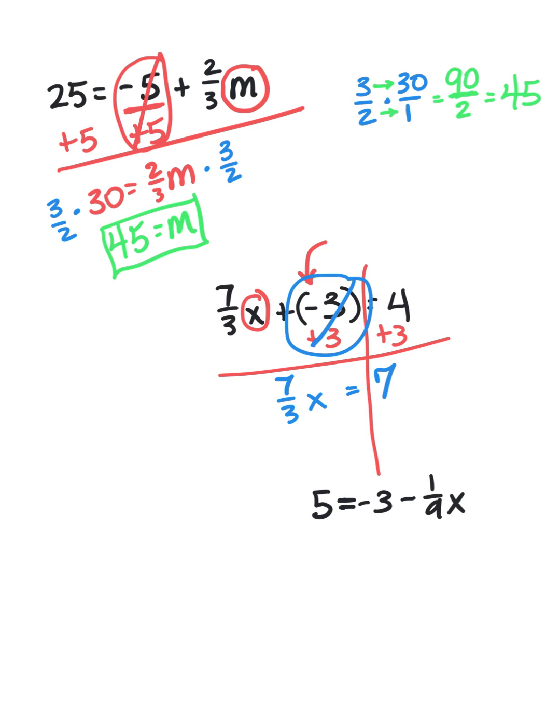7/3 is being multiplied by x. We have to do the opposite, or the inverse, which is to divide by 7/3. But when we divide fractions, we multiply by the reciprocal. This is a fun one. Look at this one. So 7/1 times 3/7. When we multiply fractions, we go straight across. 21/7. And 21 divided by 7 is 3. So that means x is equal to 3. There's your answer.